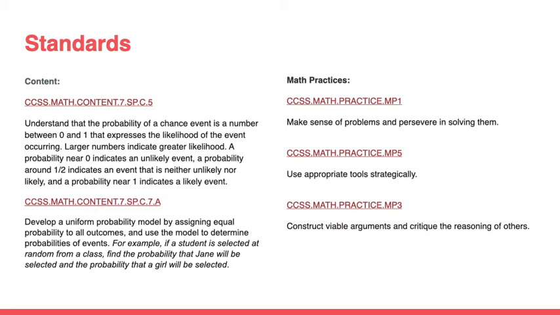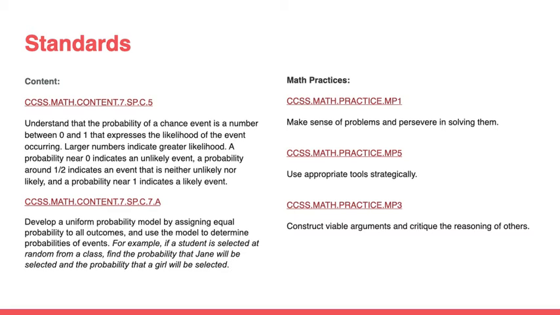The two content standards for this lesson are: understand that the probability of a chance event is a number between 0 and 1 that expresses the likelihood of the event occurring. Larger numbers indicate greater likelihood. A probability near 0 indicates an unlikely event. A probability around 1/2 indicates an event that is neither unlikely nor likely, and a probability near 1 indicates a likely event.